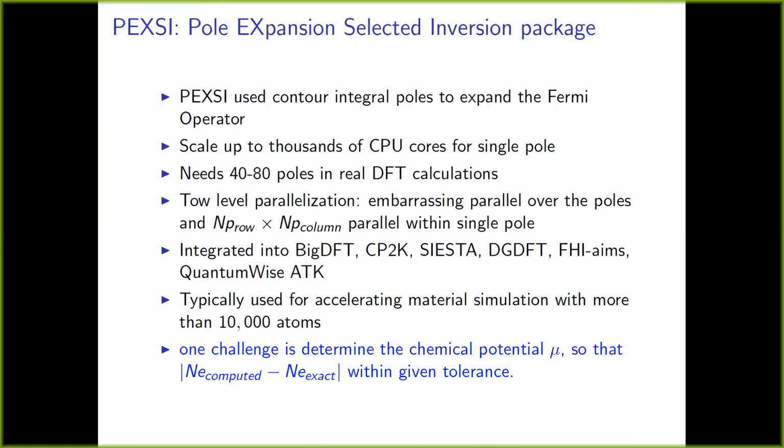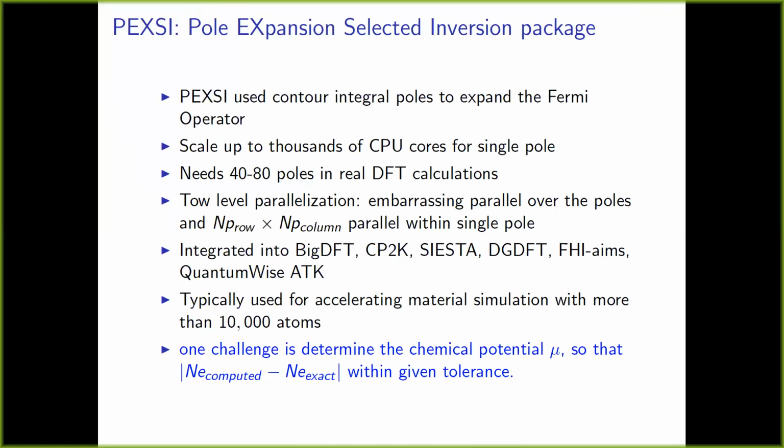So it has two levels of parallelization. The first one is the embarrassingly parallel over the poles. So you have 40 poles to parallelize over. And then for a single pole, you can parallelize it using NP row by NP column. So it's going to be thousands of CPUs within a single pole. And it has been integrated into many DFT codes, and is typically used for very big systems.